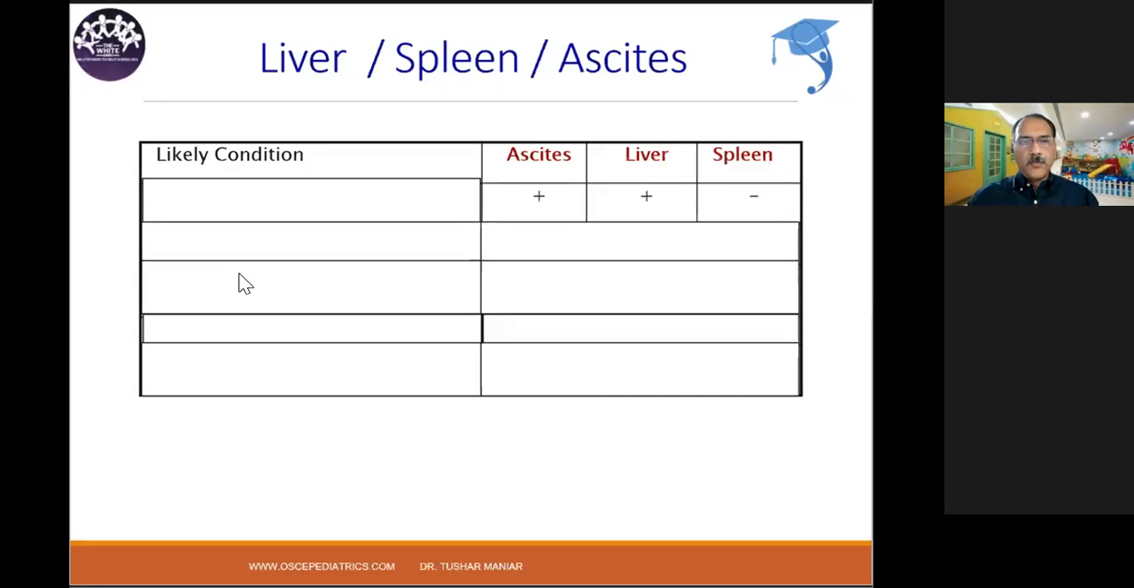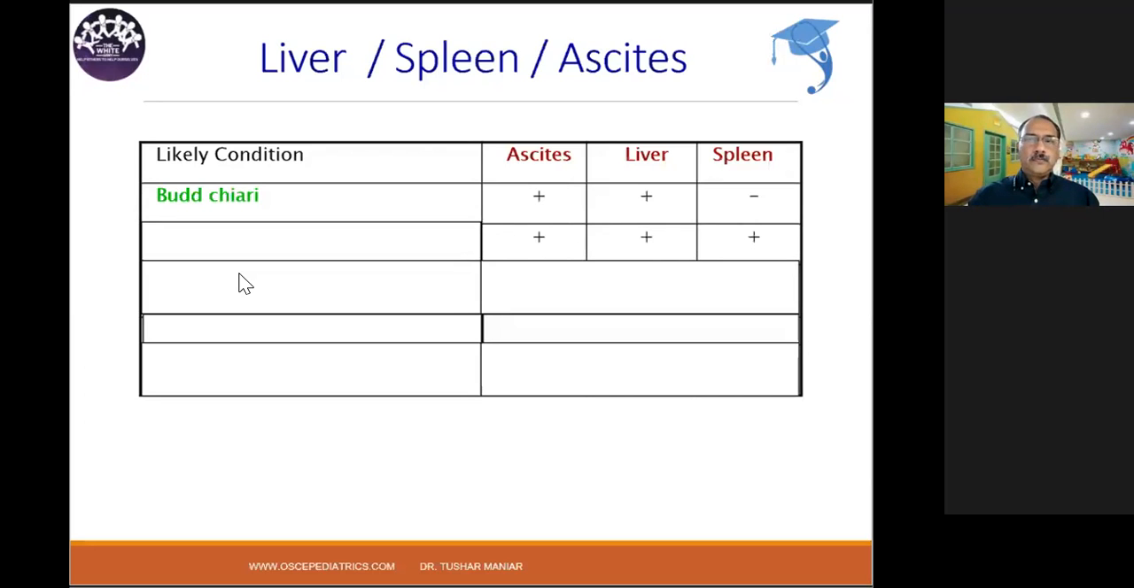Budd-Chiari. Correct. So when you said cardiac, if it's constrictive pericarditis, then again this can happen, and you need to have this, plus, as we said, engorged neck veins. Correct. Now you have a child who has liver, spleen, and ascites. What are you thinking of?